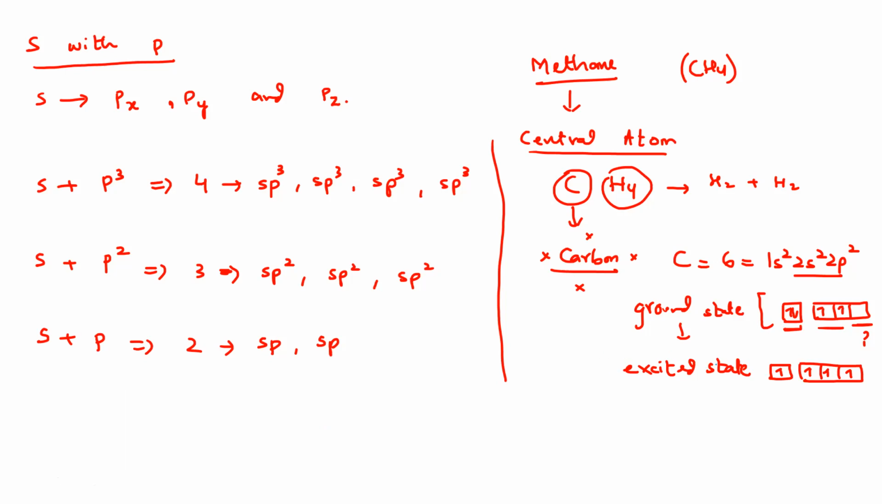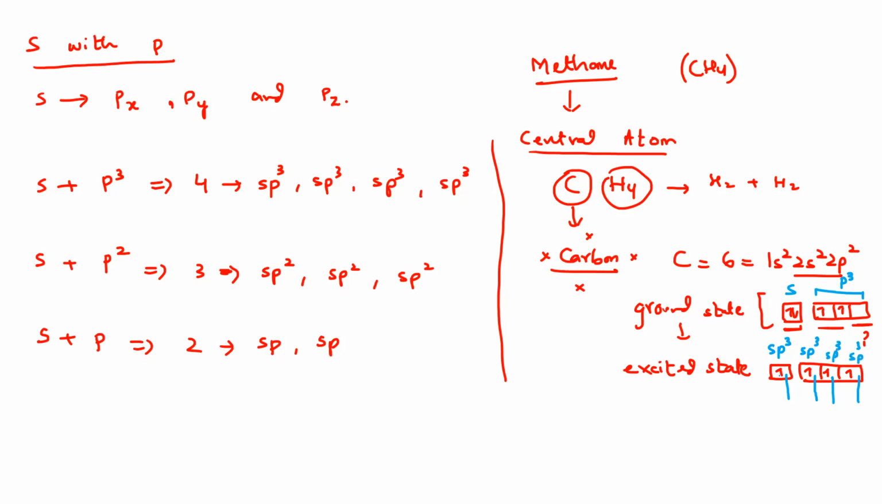And those four different vacancies can be occupied by four different atoms, one each. So what happened here is this S mixed up with how many P's? Three. So now they are welcoming something new. That would be sp3, sp3, sp3, sp3 hybridized orbitals.